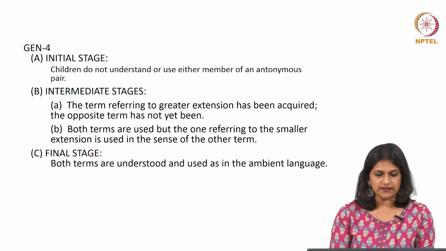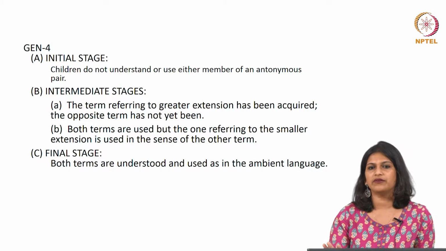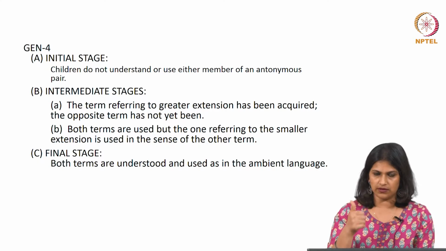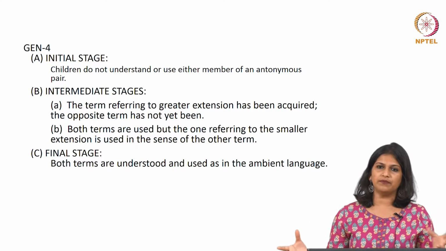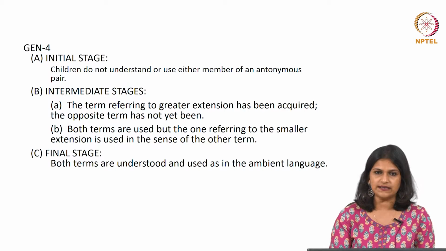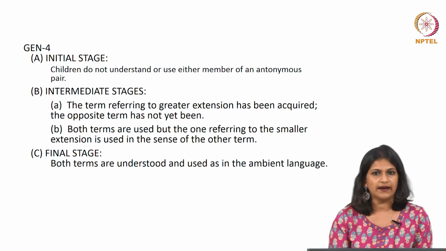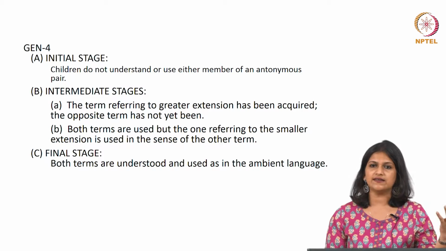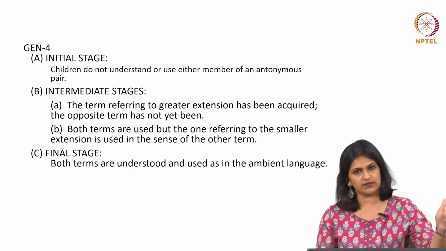Gen 4, the initial stage, is that the children do not understand or use either member of an antonymous pair. They do not understand either of them, and they try to overextend as much as possible. If it is big and small, they do not understand what big means, what small means, or whether they have any relation or not. To begin with, they do not have any idea. So, then what happens in the intermediate stage? In the intermediate stage they refer to the greater extension, which has been acquired, and the positive term has not yet been. So, they started without any understanding of any of the pairs, let us say big and small. The children do not know the meaning of big or the meaning of small. That is the initial stage.